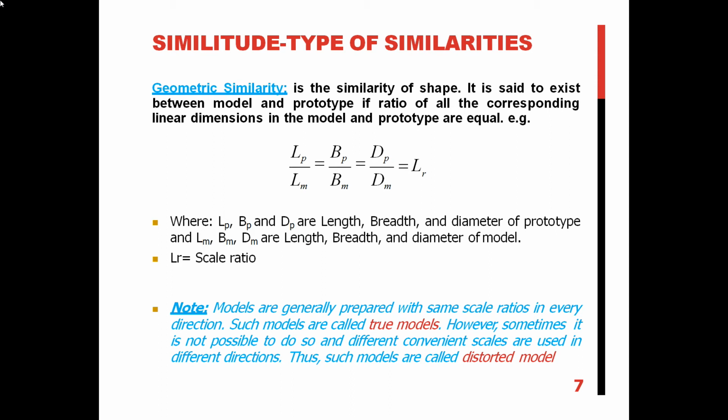And also we need to know what are called true models. Models are generally prepared with the same scale ratios in every direction. Such models are called true models. And if we have different scale ratios, then those are called distorted models.